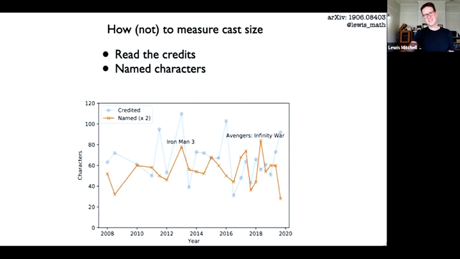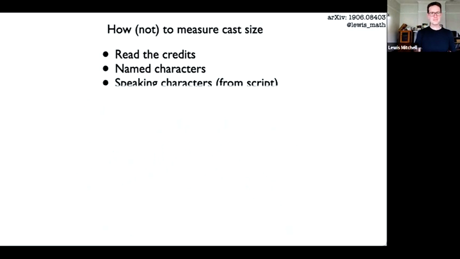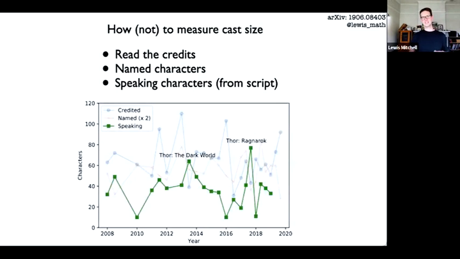And then you might think, well, okay, maybe not named characters, but just the number of speaking characters. That's much more complicated. You have to look at the script now and see which characters actually speak in your film. But you can go and do that. I can get the script of these films and analyze them with the computer. And if you do that, you get a different result again.